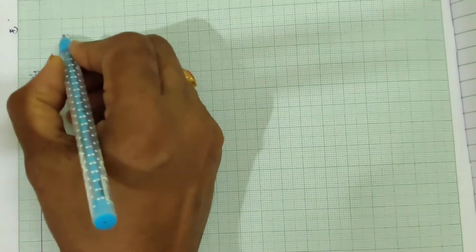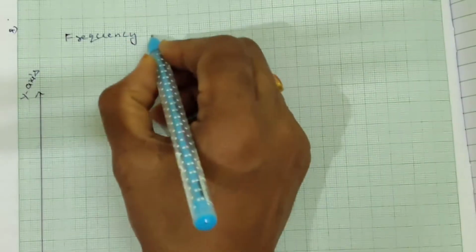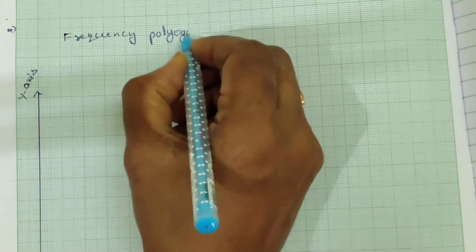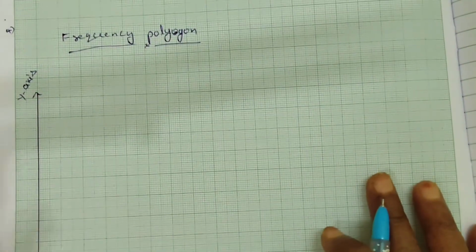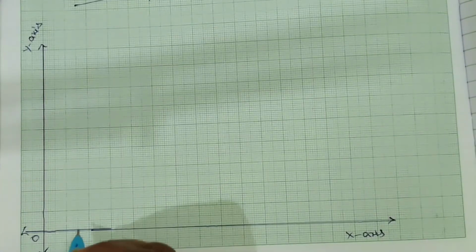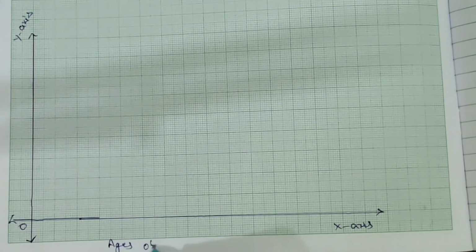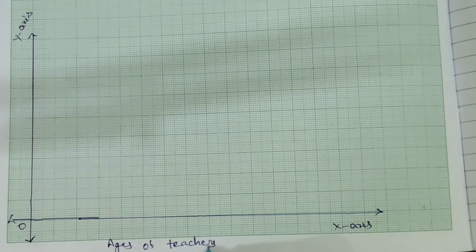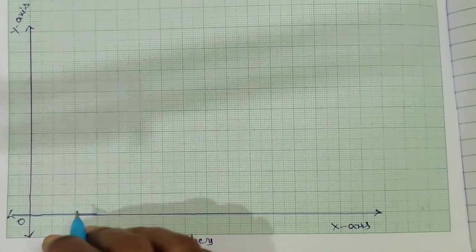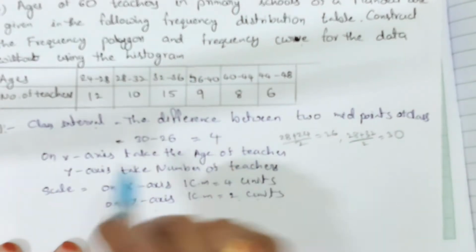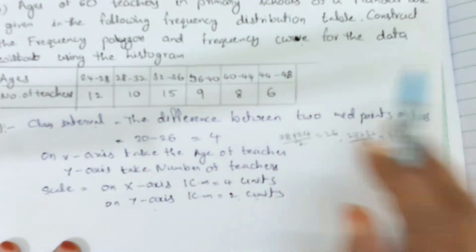Now first we draw the frequency polygon. Here, first we write the ages of teachers on the x-axis. Here the ages are 24 to 48.